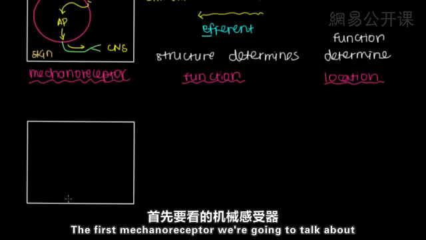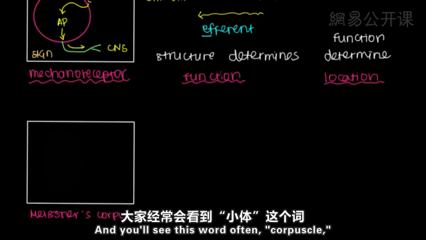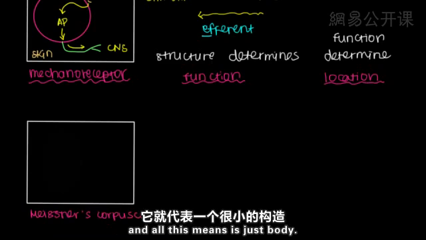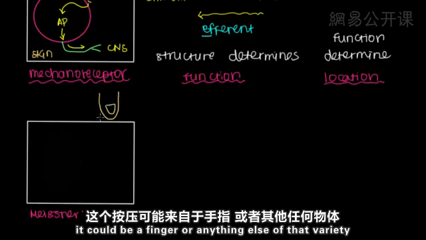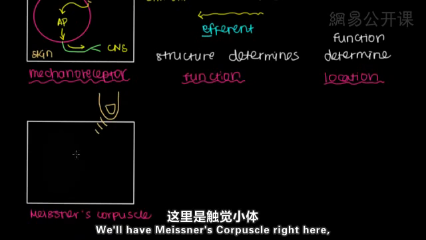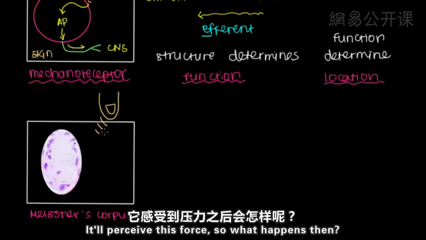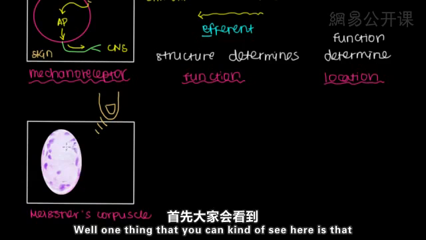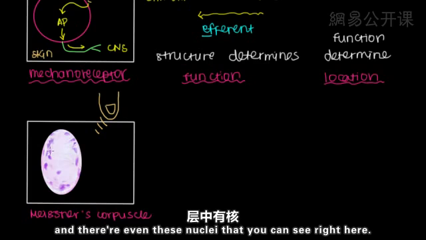The first mechanoreceptor we're going to talk about is called Meissner's, with two S's, Meissner's corpuscle. And you'll see this word often, corpuscle, and all this means is just body. So let's run our scenario. If there's something that perturbs the skin or applies a force to it, it could be a finger or it could be anything else of that variety, and it transmits a force deep into the skin. We'll have Meissner's corpuscle right here. That's what it looks like actually under a microscope. It'll perceive this force. So what happens then? Well, one thing that you can kind of see here is that there are different layers of discs in Meissner's corpuscle, and there are even these nuclei that you can see right here.